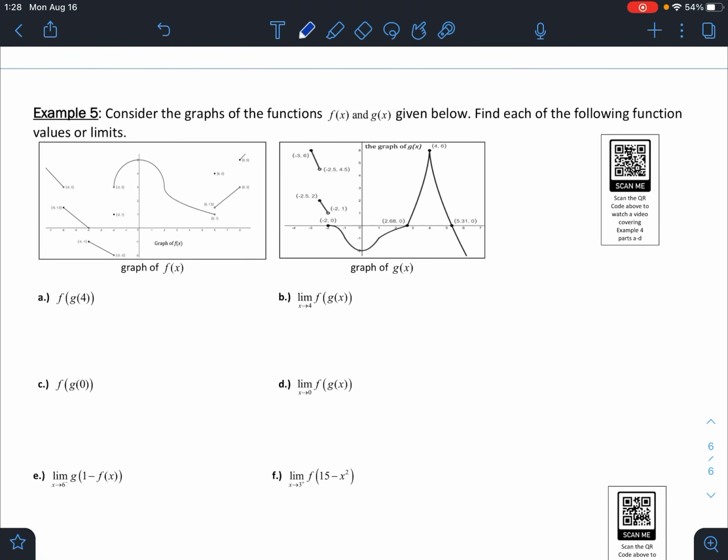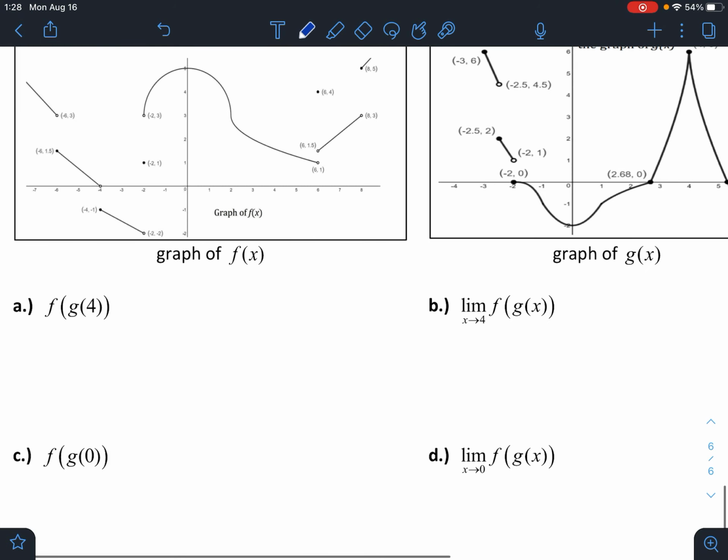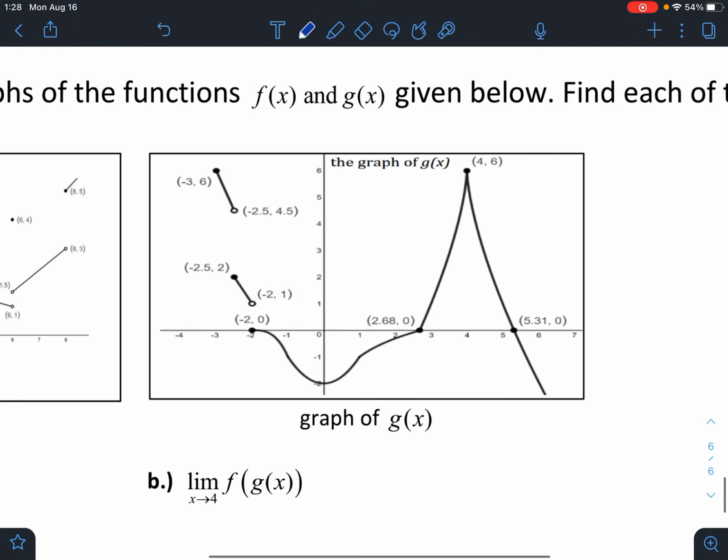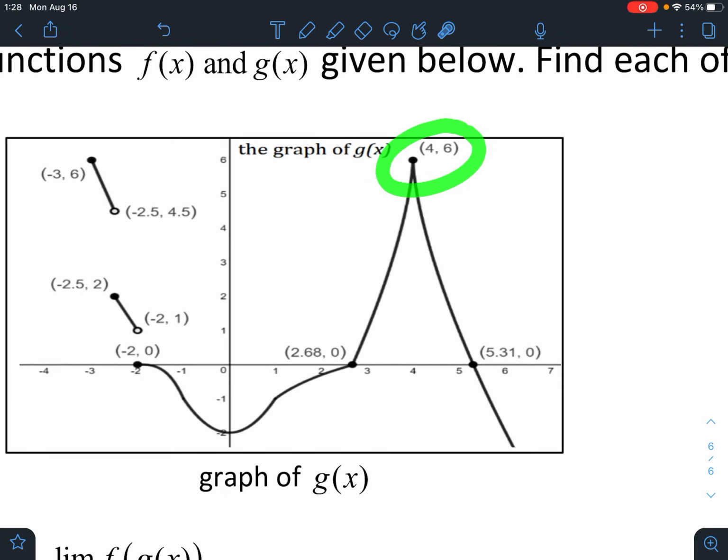Okay, example 5. Another graph of f and g there. The first one says f of g of 4. This is not a limit, so it just takes g of 4 and then finds f of that number. So g of 4 would be 6.